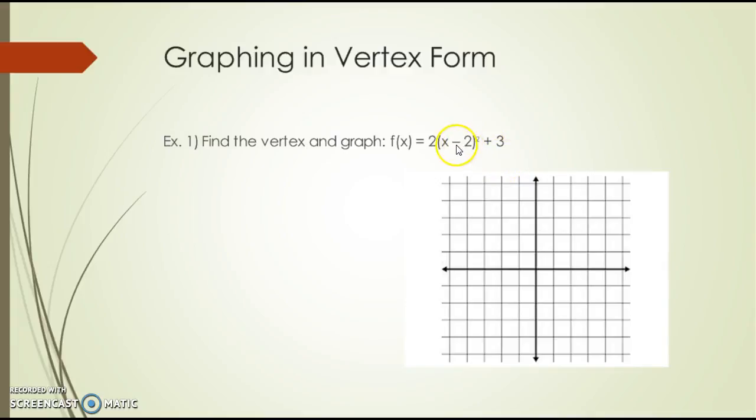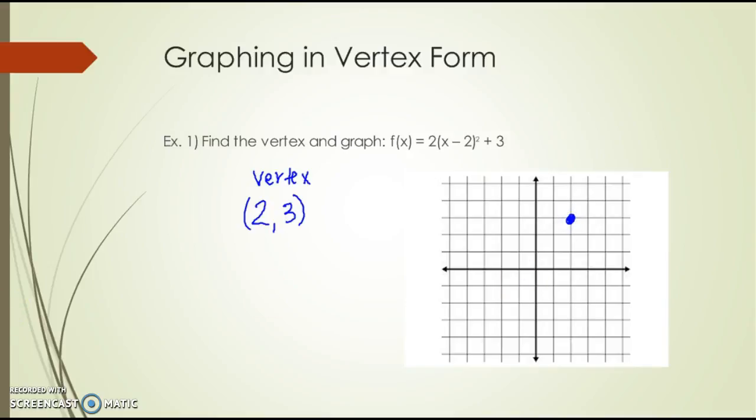So if I look here, my h is a +2 because it's a -2 in parentheses, opposite sign. And then my k is on the outside, +3. So that means that my vertex is at (2, 3). There's the very middle of my graph.